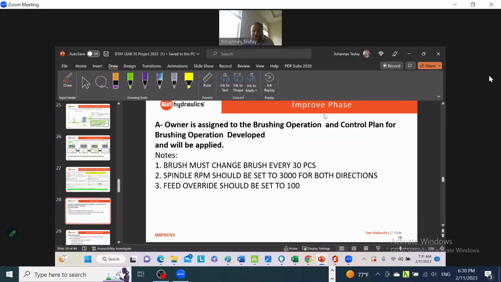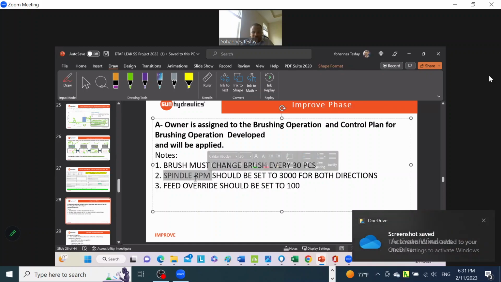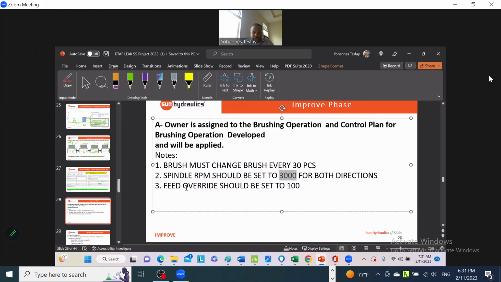Then the improve phase. We already discovered what is needed to improve. The owner is assigned at the brushing operation, and a control plan for the brushing operation is developed. The brush must change every 30 pieces. Spindle RPM, revolutions per minute, should be set to 3,000, and feed override should be set to 200. So that is the improve phase.